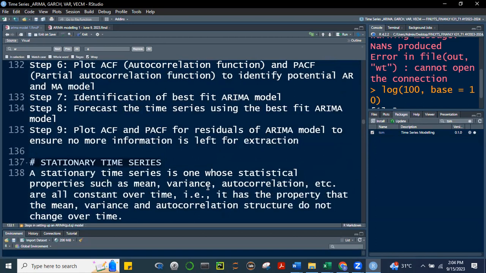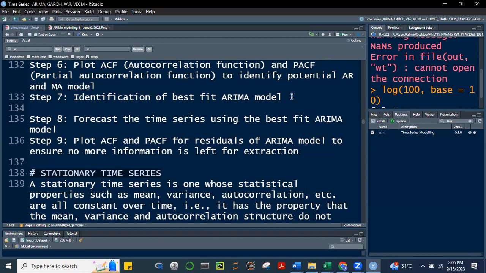Step number 7, after we have identified the best ARIMA model, we can also plot the ACF and the PACF of our model. Okay, so we generate one ARIMA model, and then we can plot the ACF and the PACF. And you will see the difference between the ACF and the PACF of the original time series that we were modeling, and also of the model. You will see a difference, which we're going to discuss as we go along.